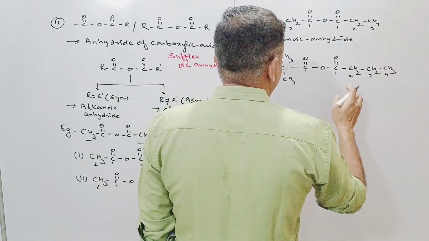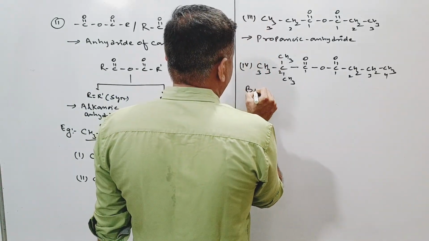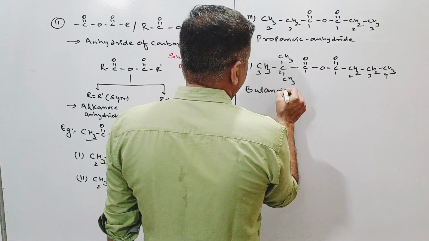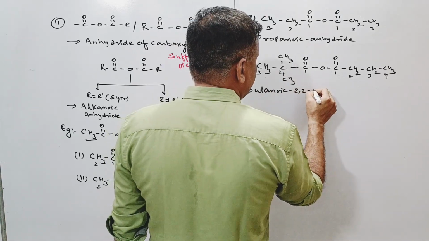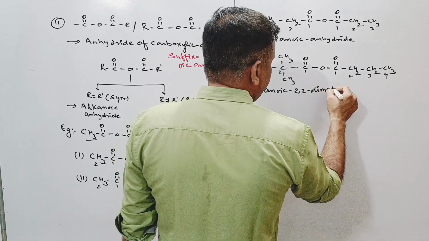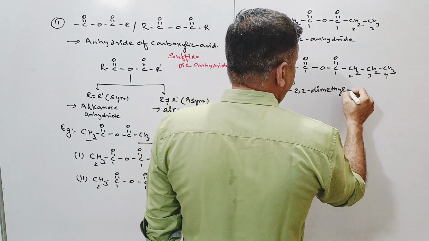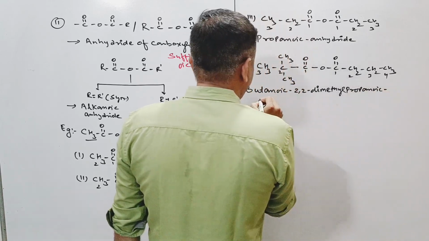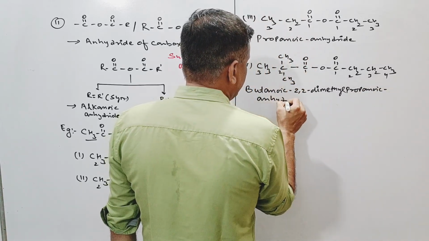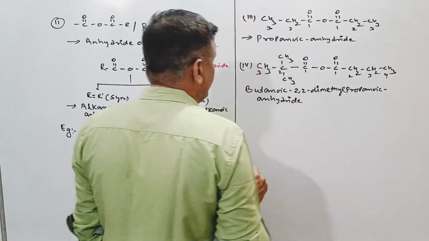So but will be more preferred. So this will be butanoic. Over the number 2 position there are 2 methyl groups, so 2,2-dimethyl butanoic propanoic anhydride, the name of the compound.